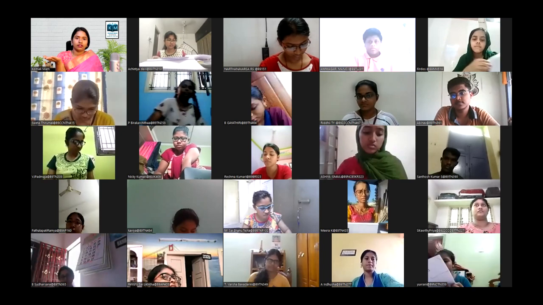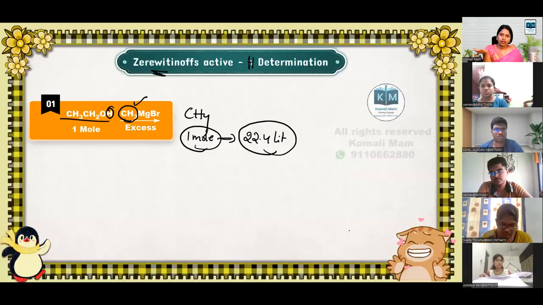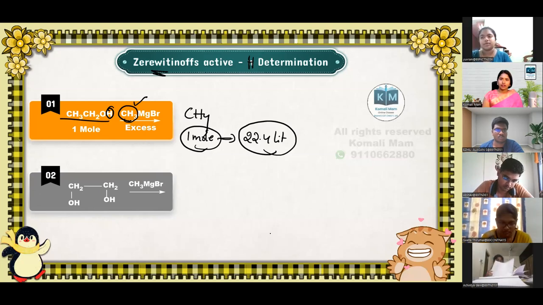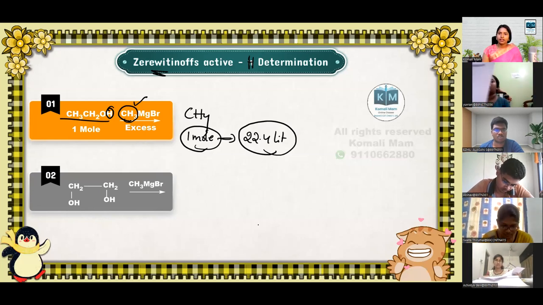Open the practice sheet. It's not there. Not there, no? Practice sheet not there. Is it there or not there? Nod your head. Check the second question. Is there? Sarini, is there? Yurani, is there? Which one? Show me. Show your practice sheet.